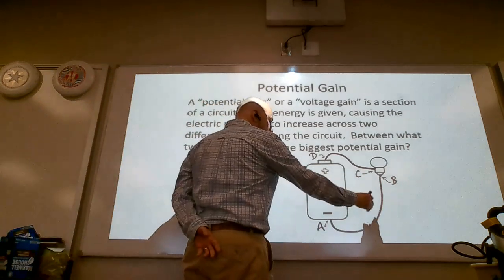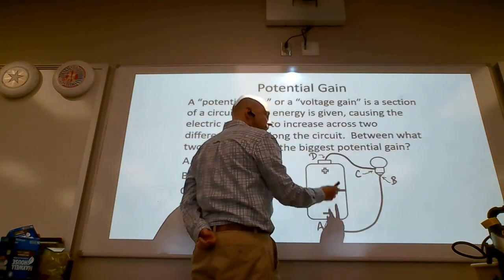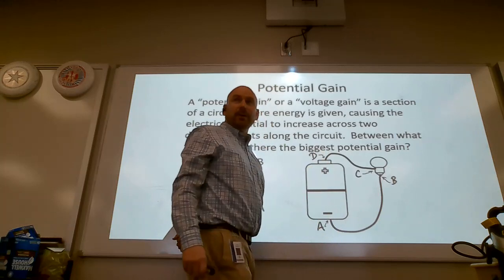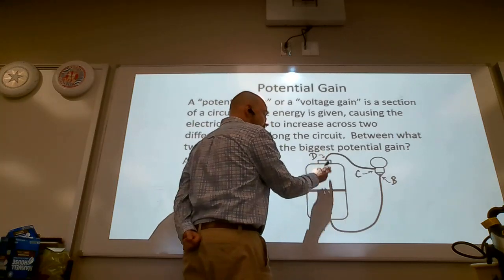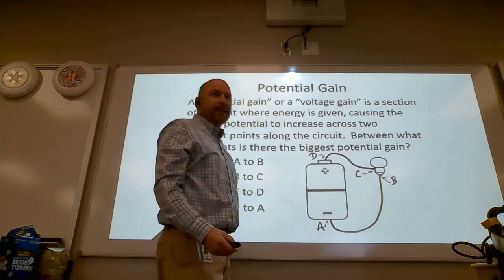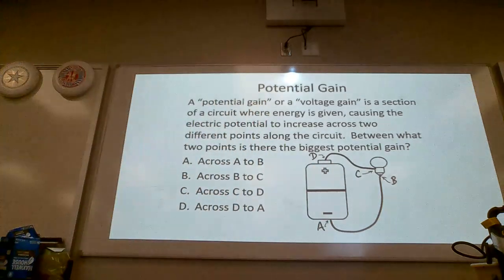So from here, it doesn't have much energy per electron, but on this side, it has a lot more energy per electron. So across here, there's a voltage gain, potential gain. Just trying to teach you some lingo. Yep. So the battery in this circuit, energy is given to electrons from here to here. Good with that?